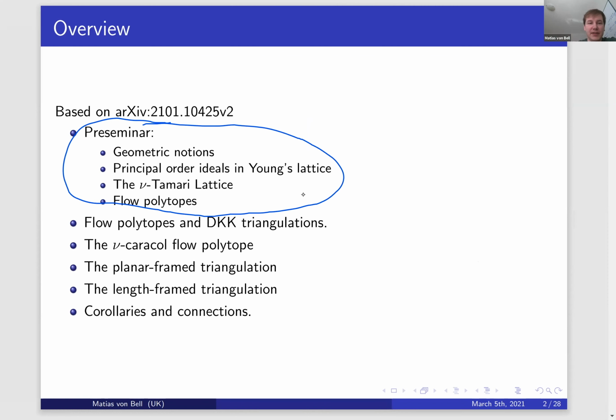So I haven't done a pre-seminar like this before, and I think it's a brilliant idea. So we'll get to play around with some of the things that show up before the seminar. And then the seminar itself will introduce some things like the numerical flow polytope and talk about two different triangulations and talk about the dual graphs of those triangulations, and then some corollaries and connections to other work.